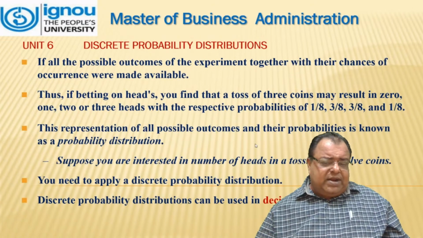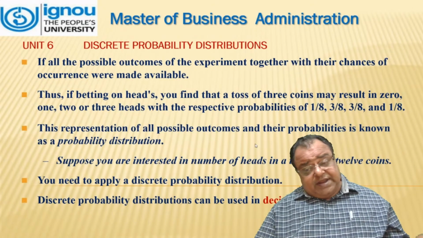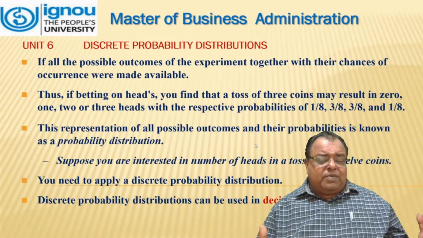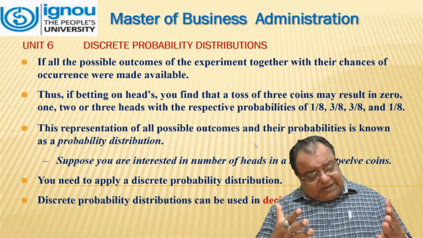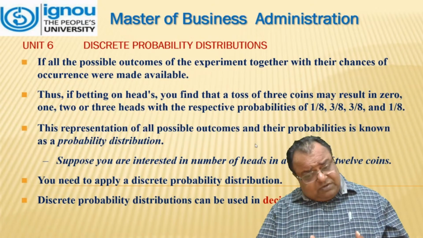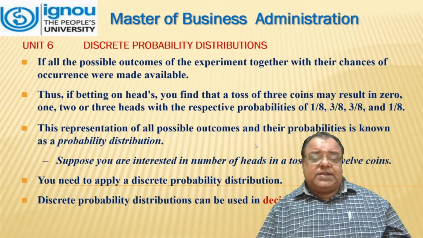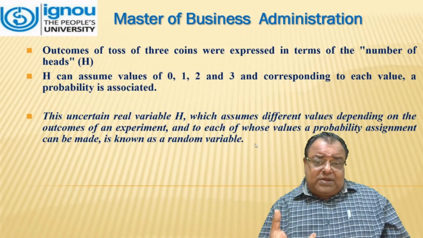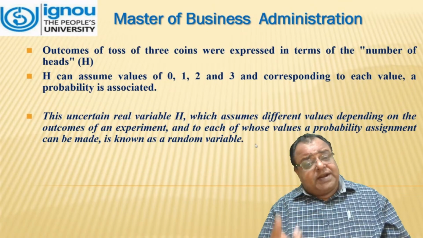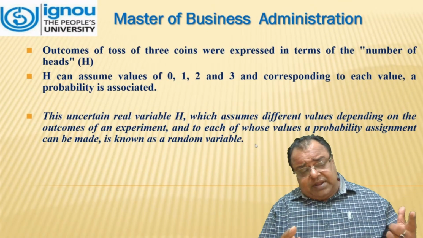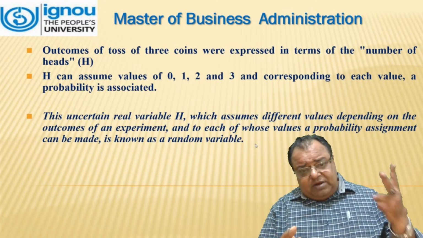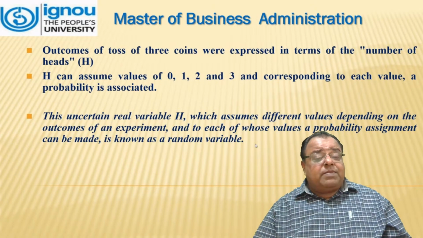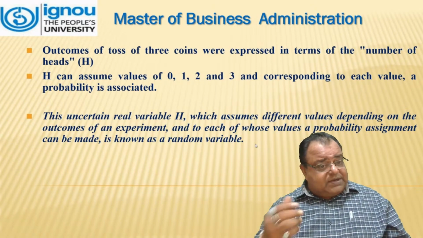If you are interested in finding out the number of heads in tossing of 12 coins, you need to apply a discrete probability distribution. Discrete probability distribution can be used in decision making. Outcomes of the toss of 3 coins are expressed in terms of number of heads. What we are going to get: no head, 1 head, 2 heads, or 3 heads. Respectively, we will be getting the probability of the occurrence.